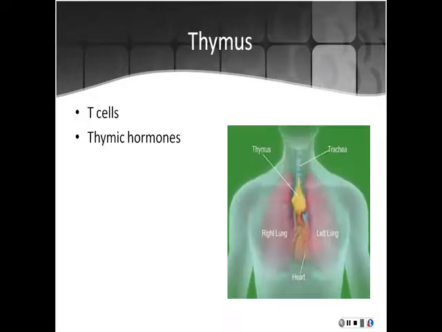The thymus is located just inferior to the thyroid gland, so below it, and then anterior to the trachea, so in front of it. The thymus contains T lymphocytes, or T cells, that mature and proliferate, and then thymic hormones contribute to the maturation of these T cells.